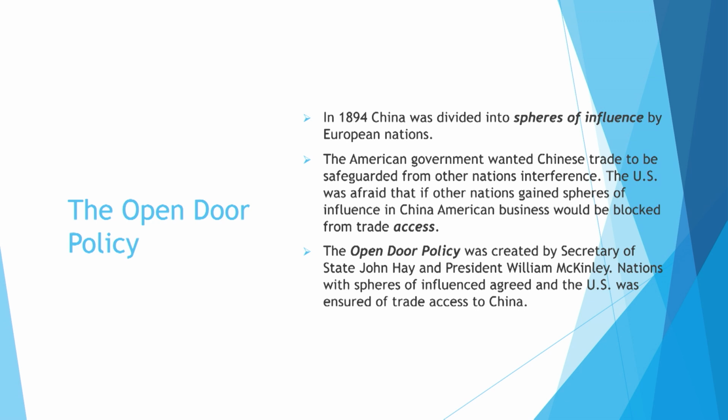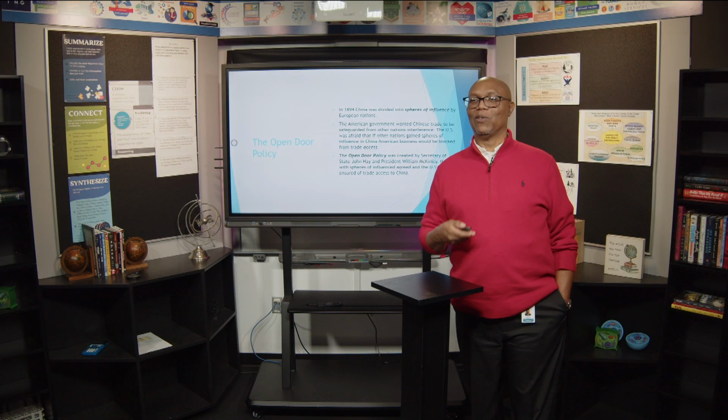The American government wanted Chinese trade to be safeguarded from other nations' interference, and the U.S. was afraid that if other nations gained spheres of influence in China, American business would be blocked from trade access. And that's the one thing that we didn't want, because of China having so many consumers for American products. The open door policy was created by Secretary of State John Hay and President William McKinley. Nations with spheres of influence agreed, and the U.S. was ensured trade access to China.